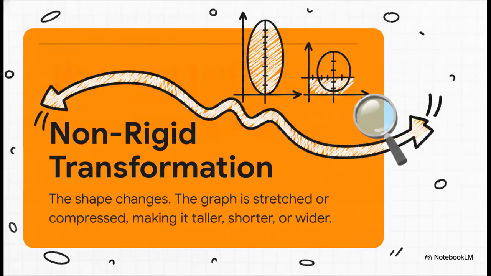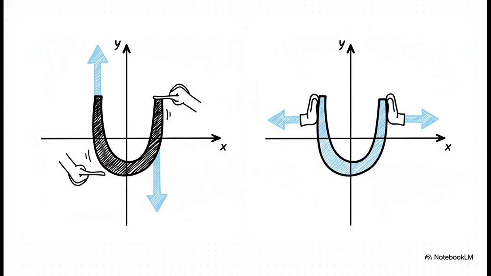Now we're graduating to non-rigid transformations. This means the mathematical shape of the parent function actually changes. Imagine swapping out our solid wooden puzzle piece for a rubber band. We're no longer just relocating it, we're literally stretching and squishing the graph itself, making it taller, shorter, wider, or narrower. So multiplying by a constant entirely outside the function stretches the y values directly. A multiplier of 2 makes it twice as tall, basically pulling our rubber band straight up.